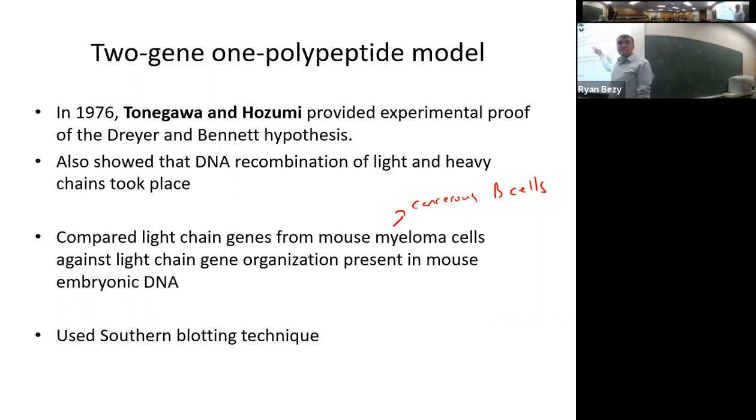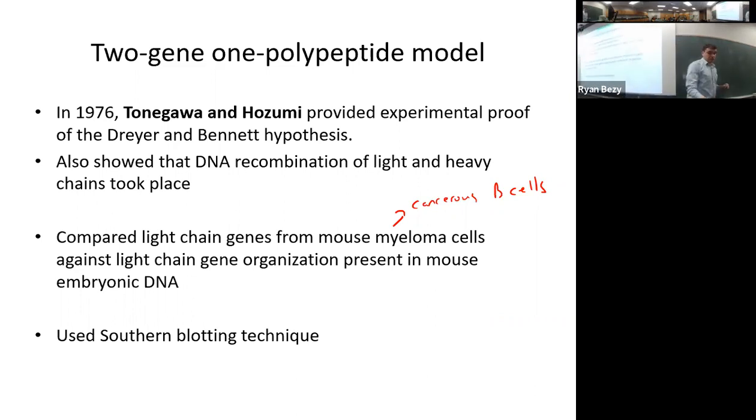So antibodies are fully developed versus mouse embryonic lines, which B cells haven't even been made yet, but it still has the genes for the B cells. They just aren't B cells. Does that make sense? So prior to B cell maturation. So the idea is after B cell maturation, before B cell maturation. And they use a southern blotting technique.